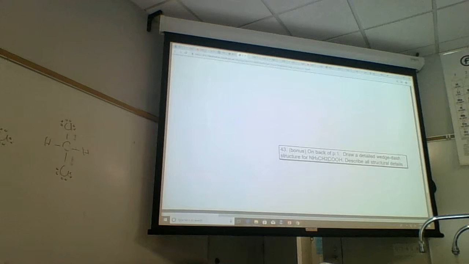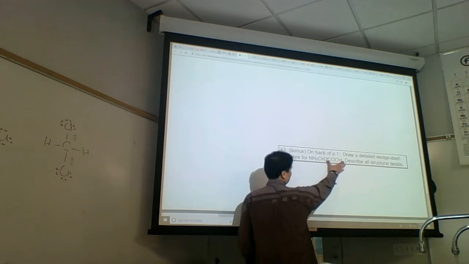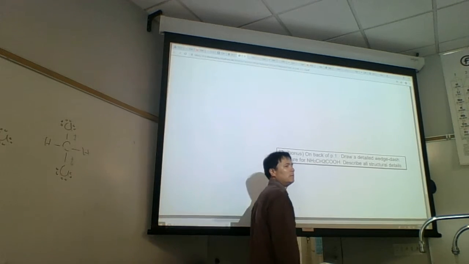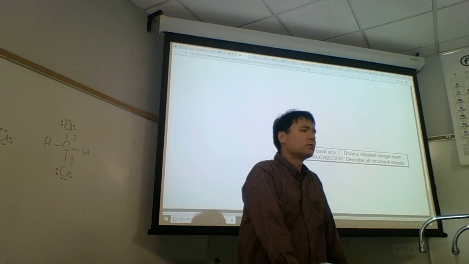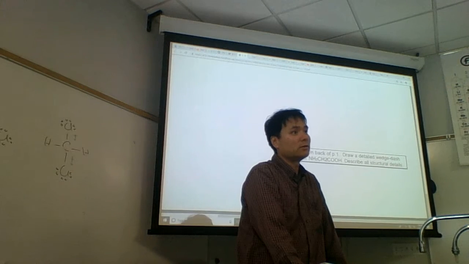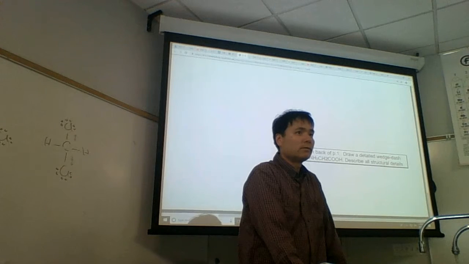NH2CH2COOH. Anybody remember the name of this molecule? It's a carboxylic acid on the right side. The COOH is the carboxylic acid. On the left side is not. On the left side we call it an amine group. It's like ammonia, so it's amine. And so this is an amine and an acid. Amine and an acid, they call amino acids. This is an amino acid. Do you recall the name of this amino acid? What's the name?